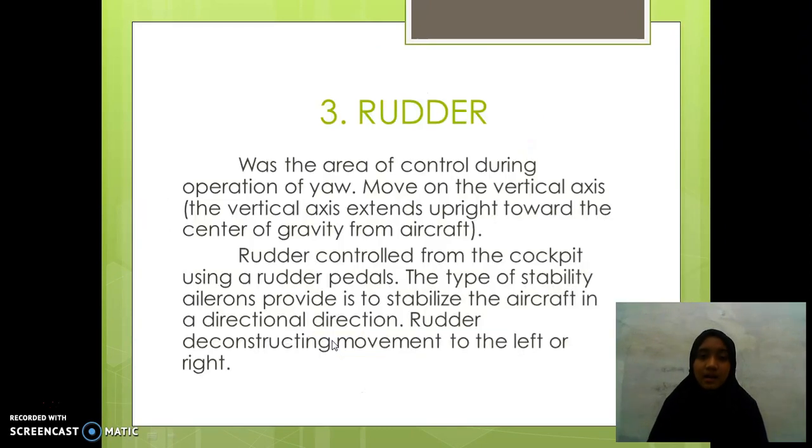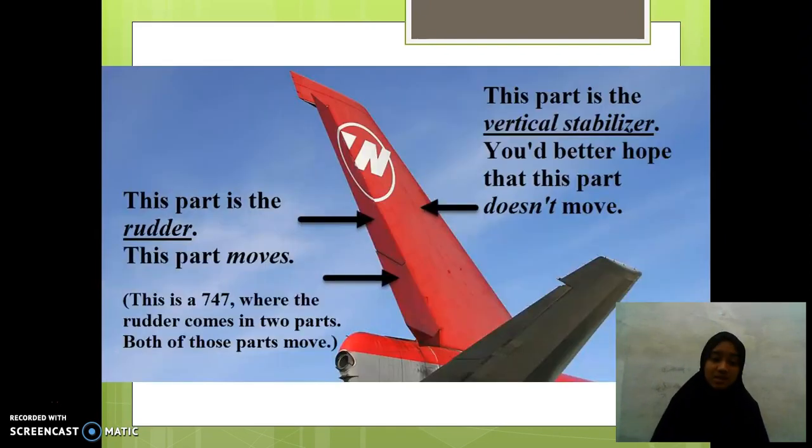Okay, next, rudder. Rudder is the area of control during operation of yaw, moving on the vertical axis. The vertical axis extends upright through the center of gravity of the aircraft. Rudder is controlled from the cockpit using rudder pedals. The type of stability the rudder provides is to stabilize the aircraft in a directional direction. Rudder movement is to the left or right. And this is a picture of rudder.